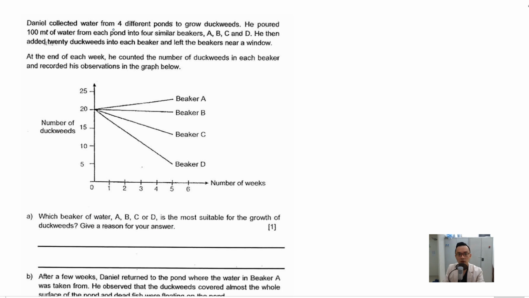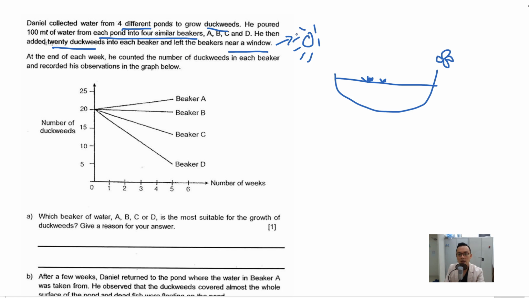So Daniel collected water from 4 different ponds to grow duckweed. So again, just a quick revision. Duckweeds are plants that grow on the surface, and they are very small. From the top, they look like that. Right? Very small leaves. He poured 100 ml of water from each pond into 4 similar beakers. He then added 20 duckweeds into each beaker and left the beakers near a window. Near a window means there is sun.